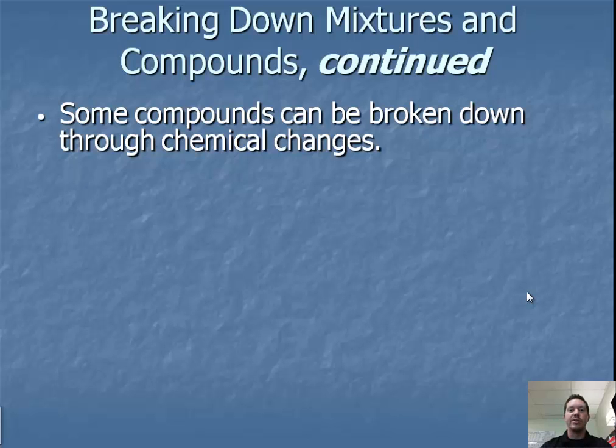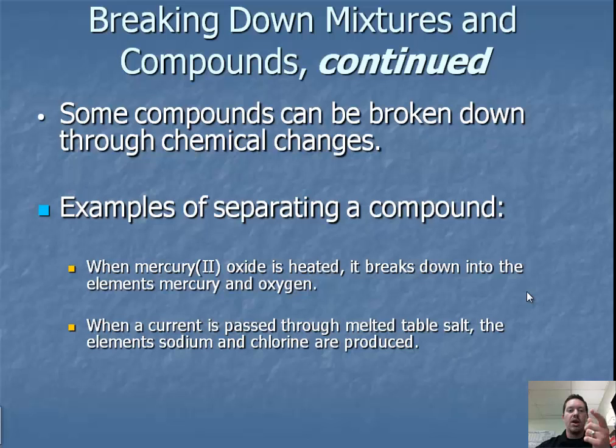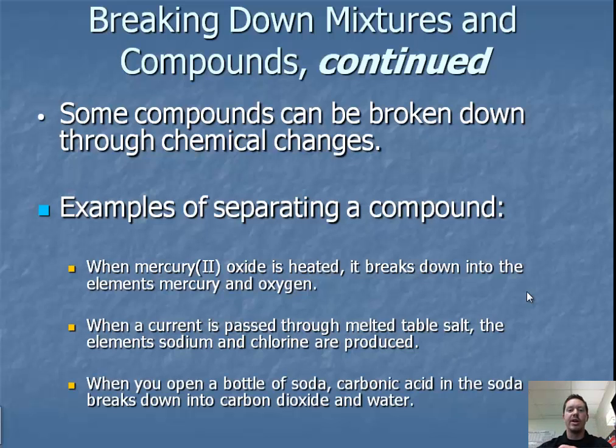Some compounds can be broken down through chemical changes. So some examples, say we've got mercury II oxide, we heat that up. What happens then is it breaks down into mercury and oxygen. We can also pass a current through melted table salt, and the elements sodium and chlorine can be produced. So these are chemical processes. When you open a bottle of soda, the carbonic acid in the soda breaks down into carbon dioxide and water. So this is where you get that fizzing that occurs when you open a soda. Those bubbles that are coming off are the carbon dioxide from the carbonic acid.